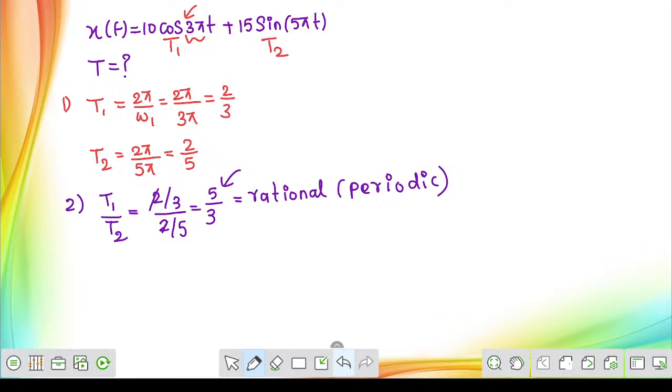Okay. So this is how we are defining it. From this, sir, how should I calculate the fundamental time period? That is very easy. The next step.